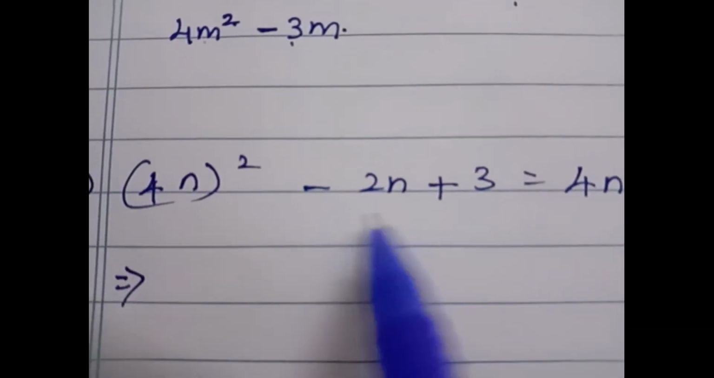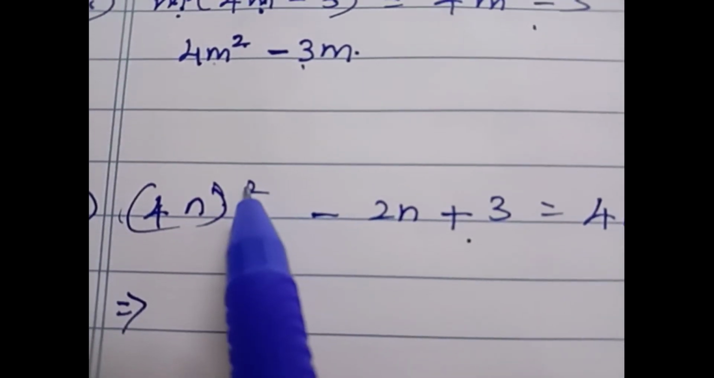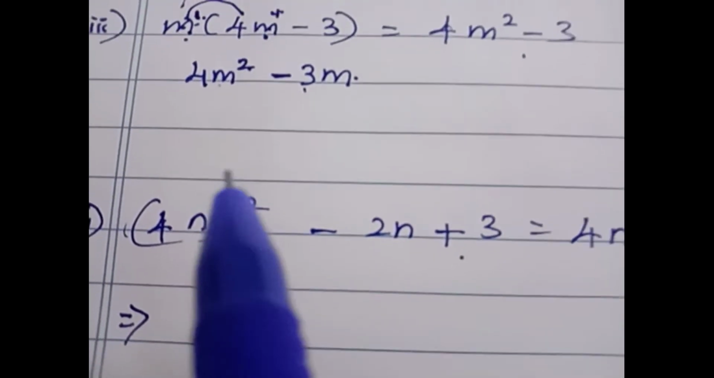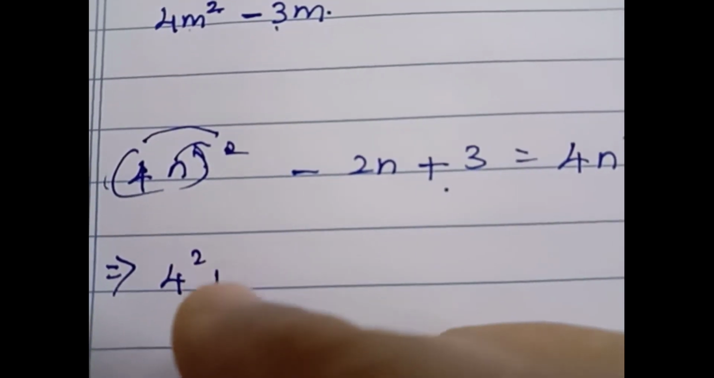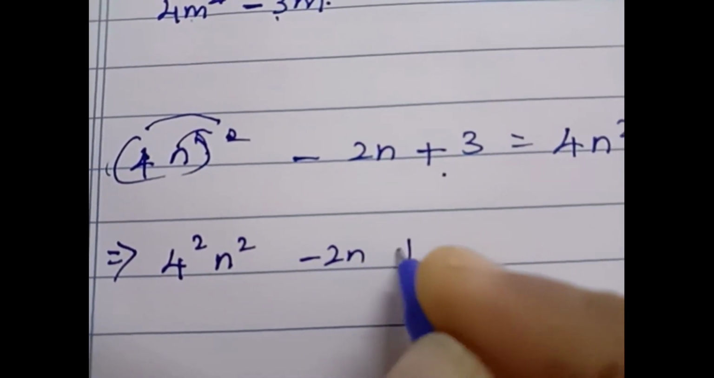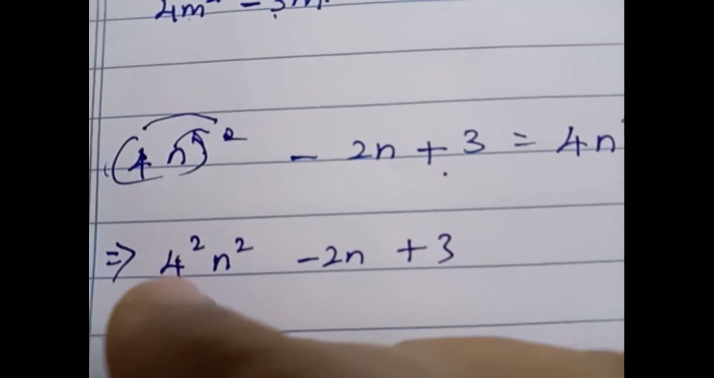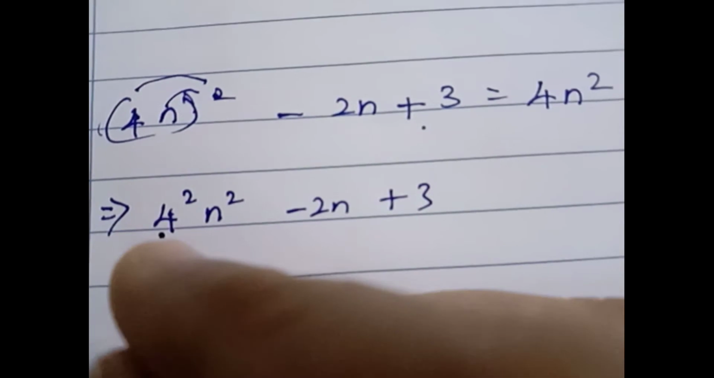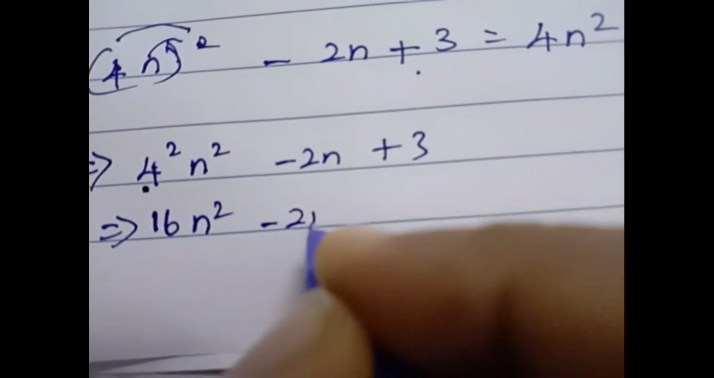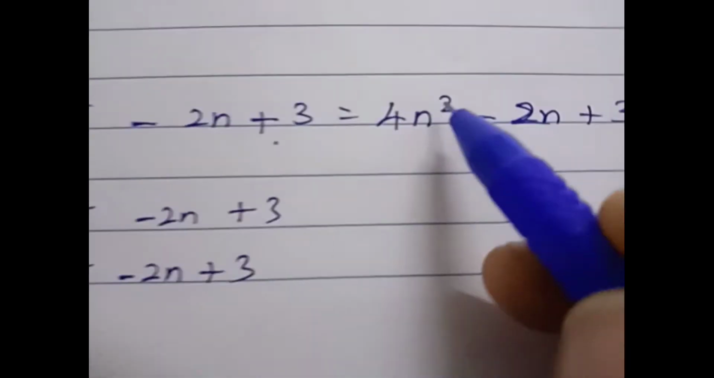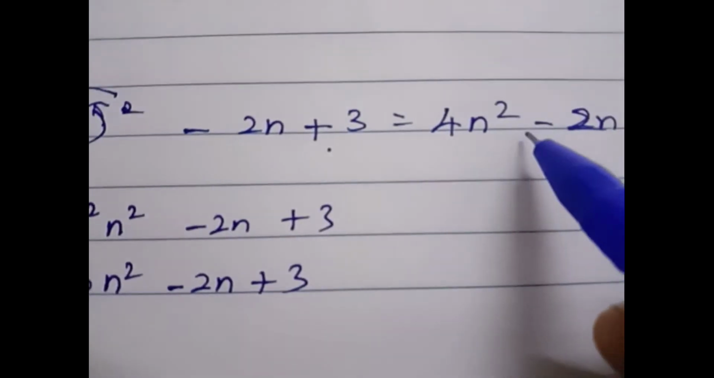Then now if you see your left hand side, the one term is in the bracket. So you have to multiply the power with the exponent. 4 square n square minus 2n plus 3. 4 square means you have to multiply the 4 twice. 4 into 4 is 16 n square minus 2n plus 3. But in your right hand side they given 4n square, which is wrong.